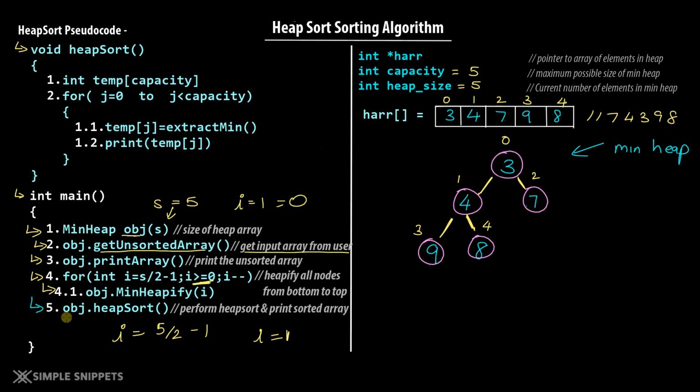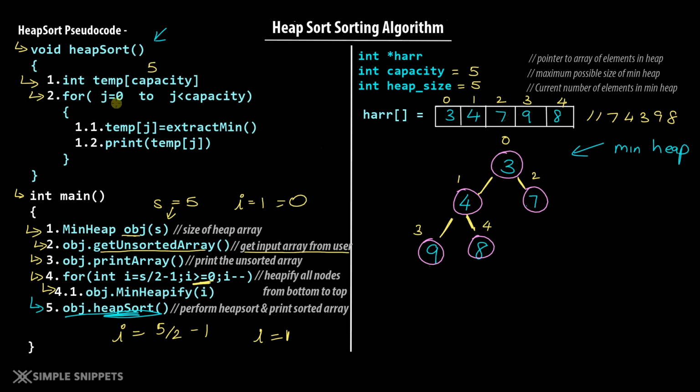And now we can call heap sort. So this is again our user defined heap sort function. It will perform the heap sort as well as print the sorted array. So basically it will do these steps, correct? Let's see what heap sort does. First, we will create a temporary array with the same size. Capacity is 5, so the temporary array will also be of size 5.